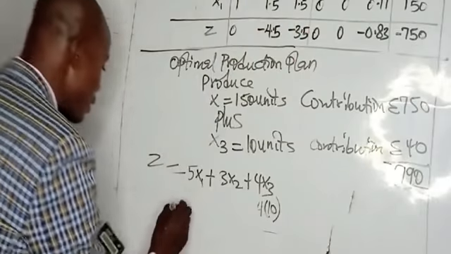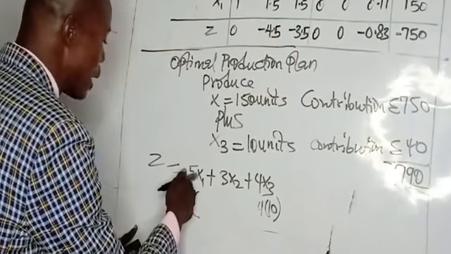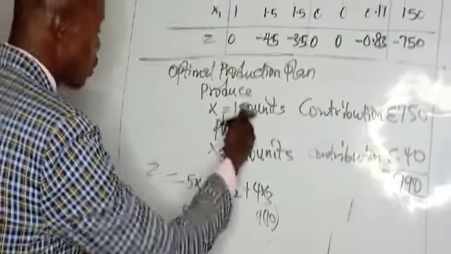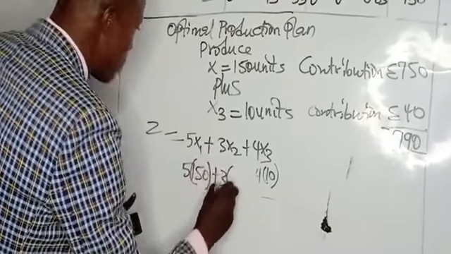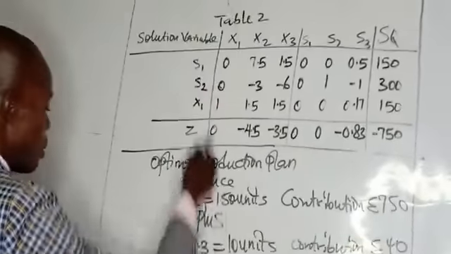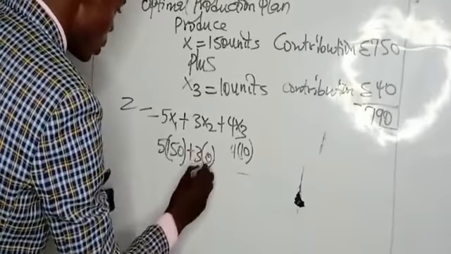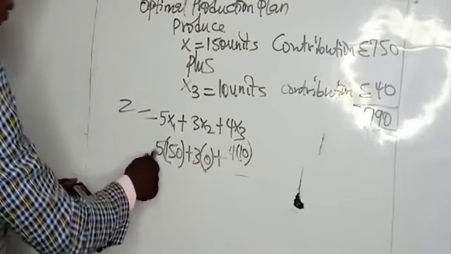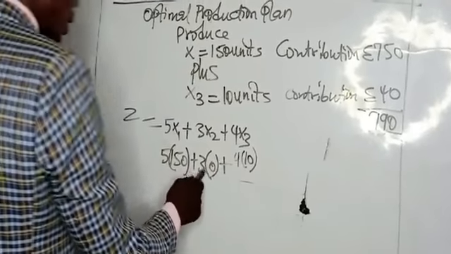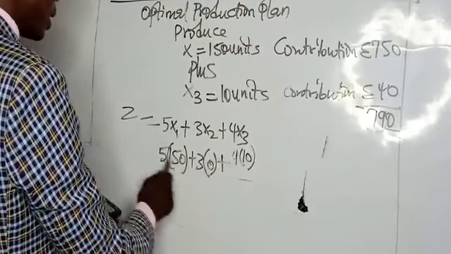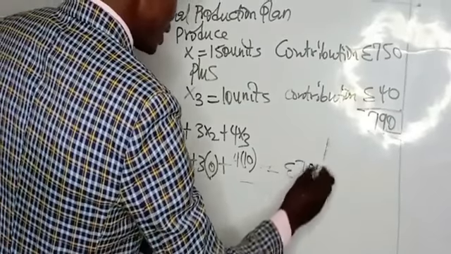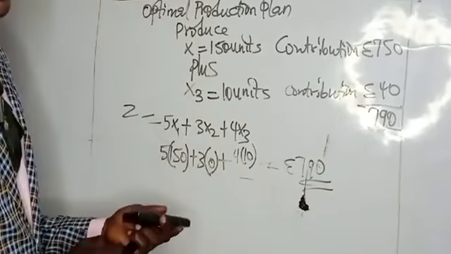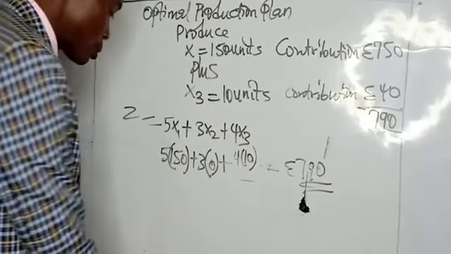Now, let's verify. 5 multiplied by x1. Our x1 is 150. Plus 3 multiplied by S2, as no unit will be manufactured, S2 is 0, plus this. 5 times 150 is 750. Plus 3 times 0 is 0. This is 40. 750 plus 40 is 790. That is the total contribution.